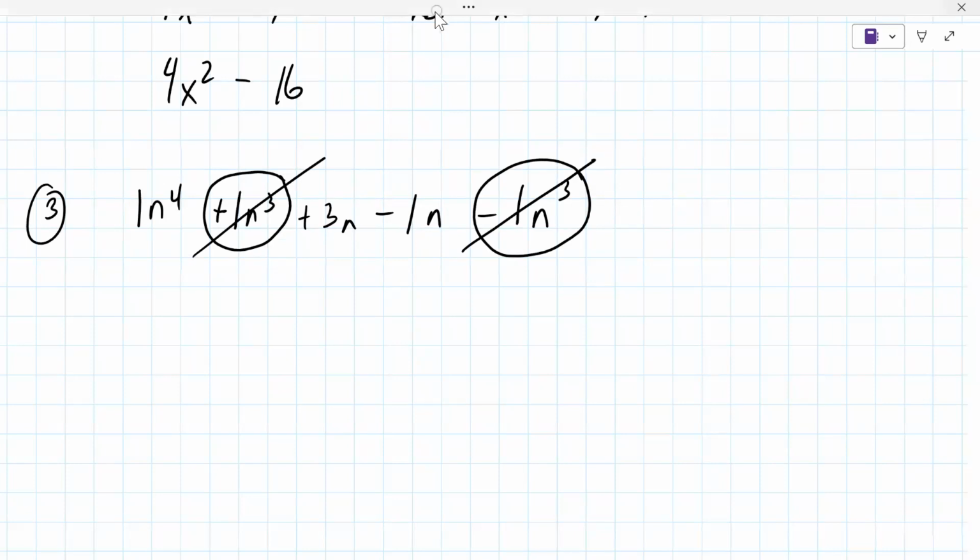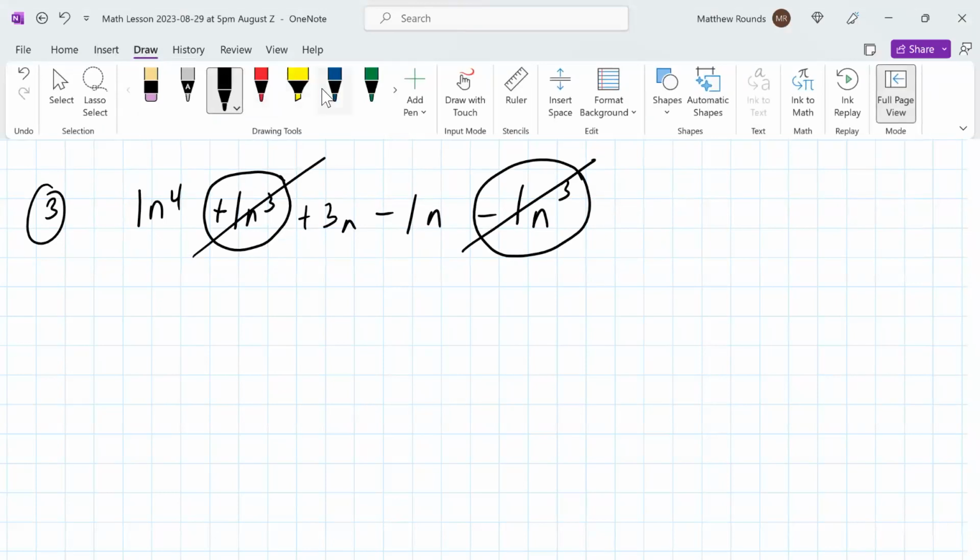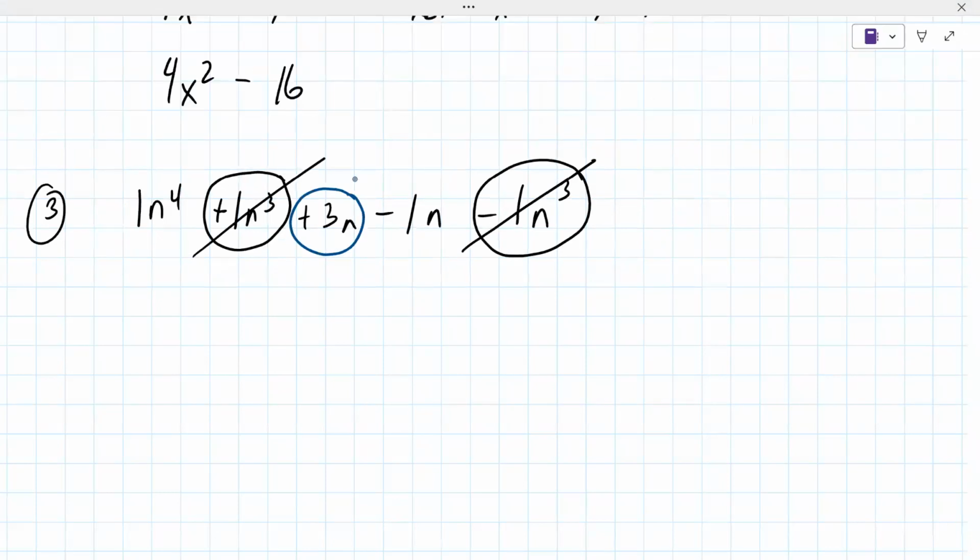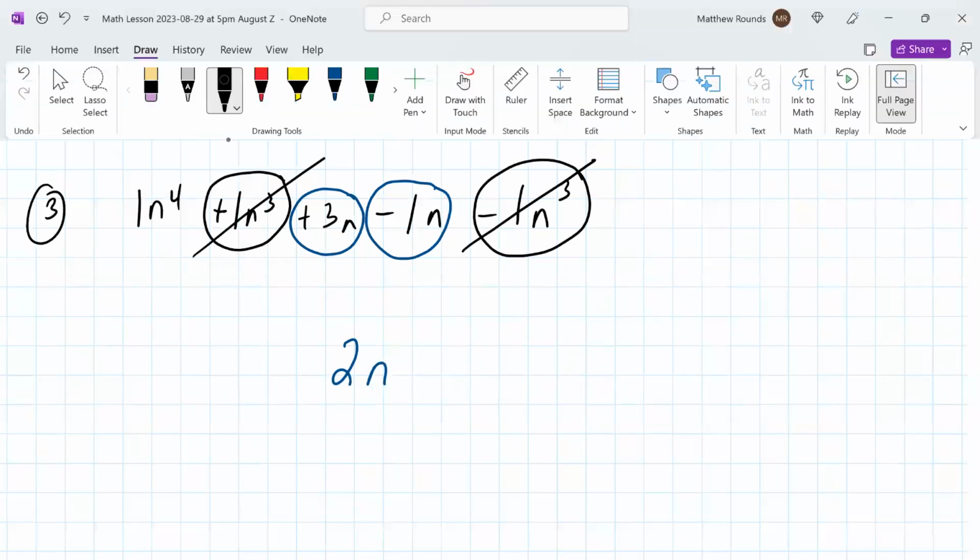Now the next one here, and I've got the advantage of using colors. You've got plus 3n minus 1n. Now make sure you circle the operator, the negative or the plus. Like really make sure you circle those. That way you can see that they go with it. This is 3 minus 1. 3 minus 1 is 2n, like that. And then this last term gets brought down.